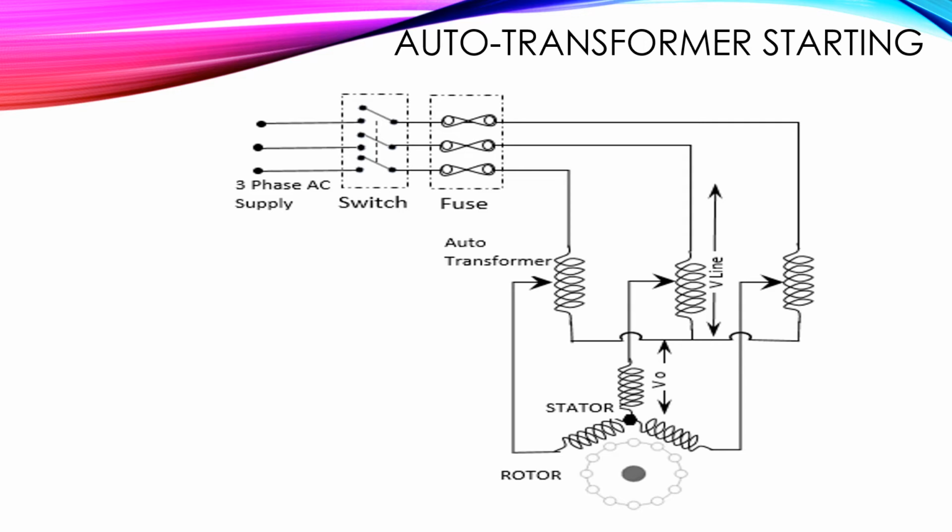This diagram explains that an auto transformer with tappings is connected in series with the stator winding. So with a suitable number of turns in series with each stator winding, a reduced voltage can be applied to control the starting current in the squirrel cage induction motor.